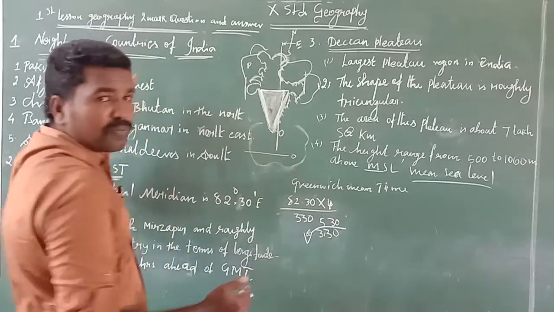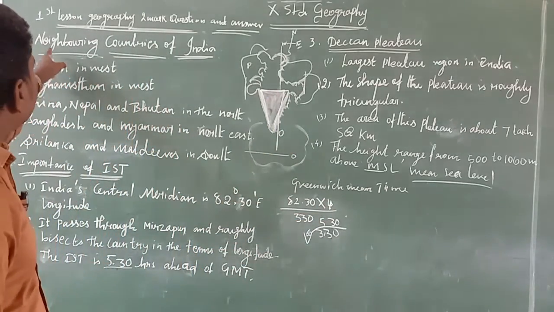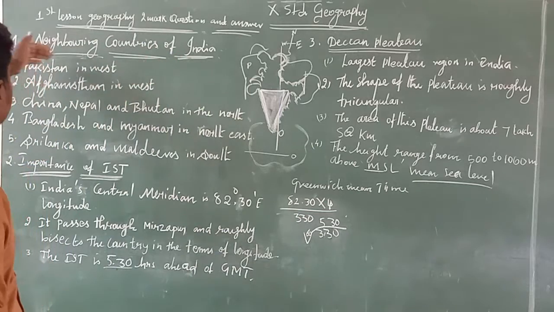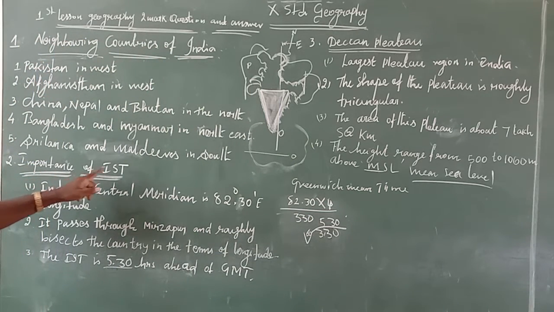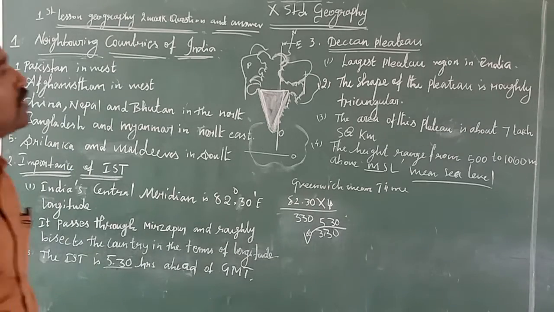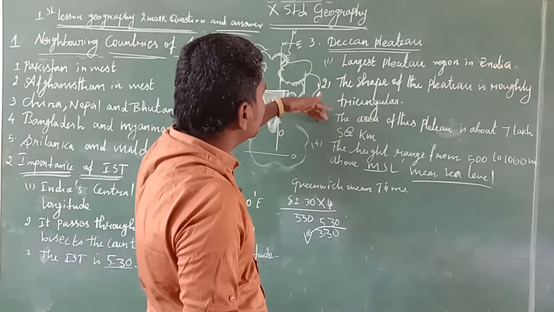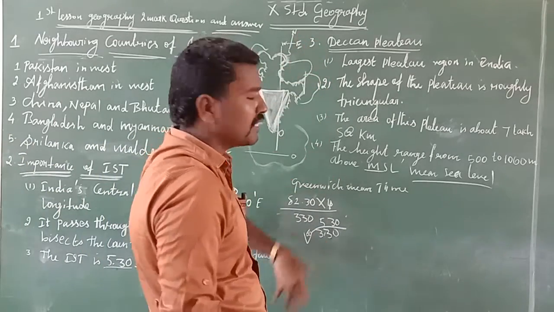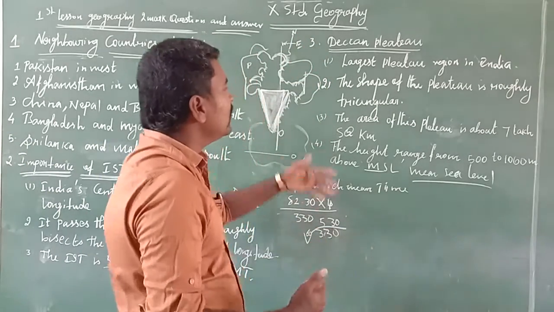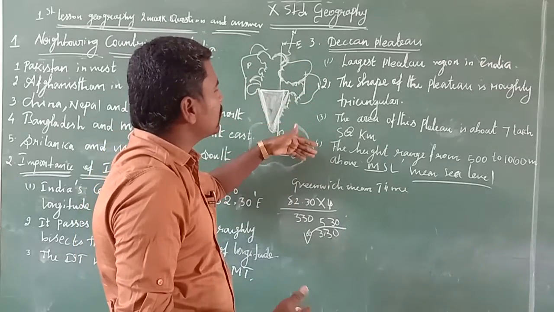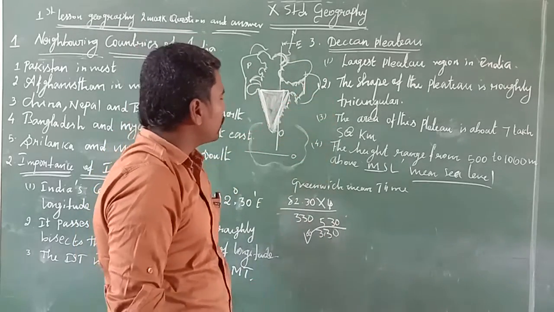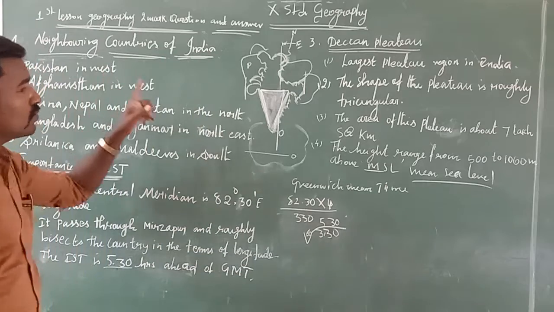So, through this video, we discussed the neighboring countries of India, and the second important question, the importance of IST. You can write 3 points for this question. And third, the Deccan Plateau, write a short note. I gave 4 points, but you can write only 3. If you need 4, you can write it. So these 3 questions are very important.